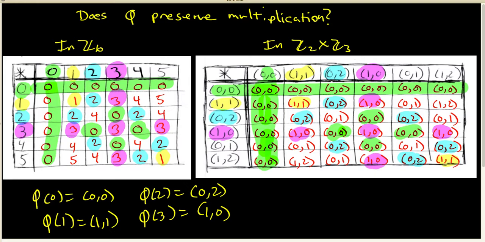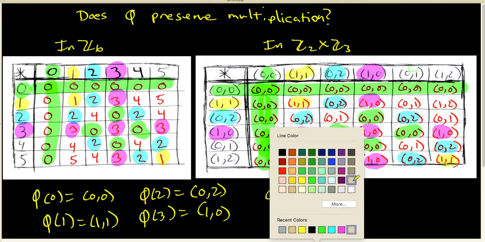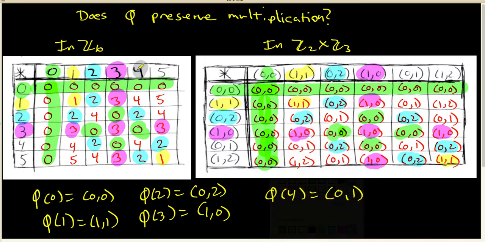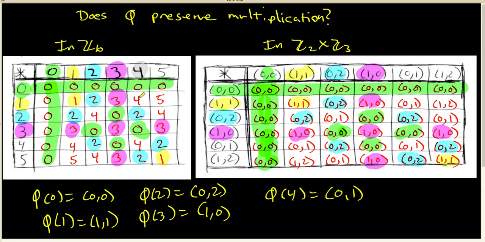Well, let's see. We also know that phi of 4 is supposed to be 0, 1. So if I color the 4s in this table the same as the 0, 1s in this table, we're looking for the same places and the same colors. And I'm going to choose the same gray color that I chose last time. So in this table, there's a 4, there's a 4, here's a 4, here's a 4, here's a 4, here's a 4, there's a 4, and of course there's a 4.